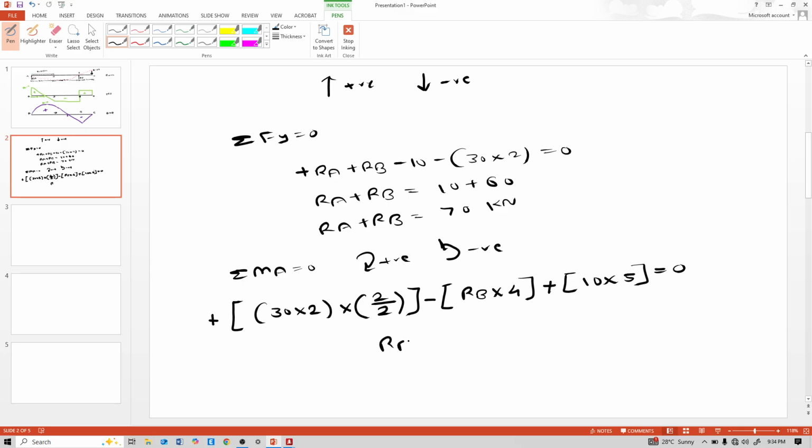So RB is equal to 30 into 2, 60, into 1, plus 50, divided by 4, it is 27.5 kilonewton. Put this 27.5 kilonewton in equation 1. So RA is equal to 70 minus 27.5, it is 42.5 kilonewton.